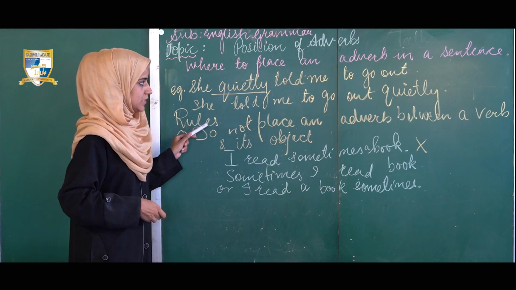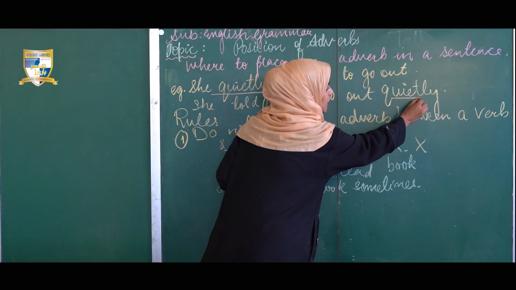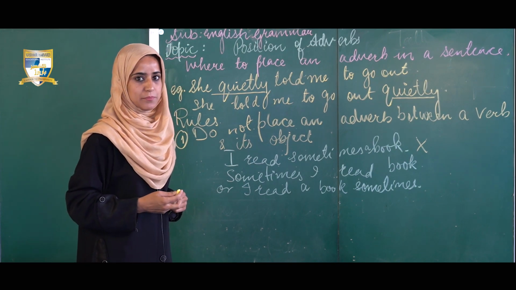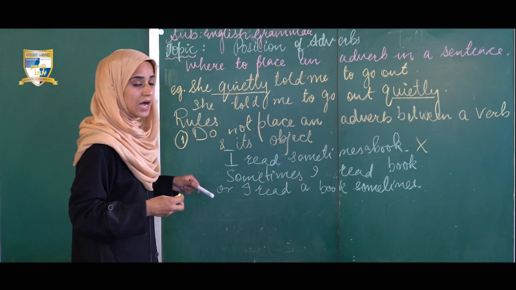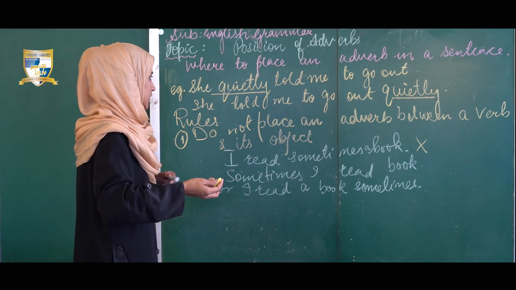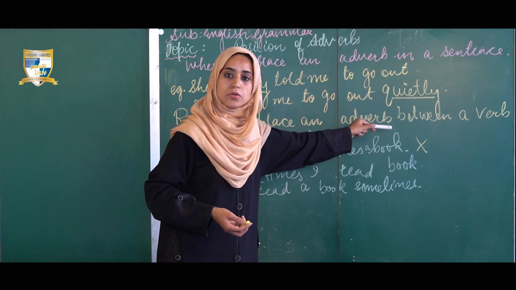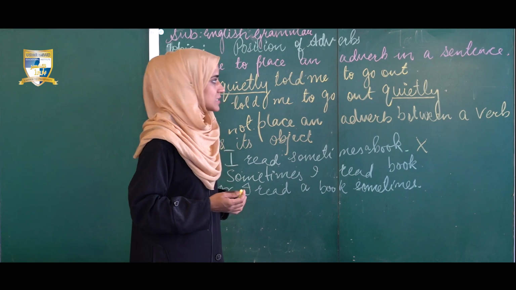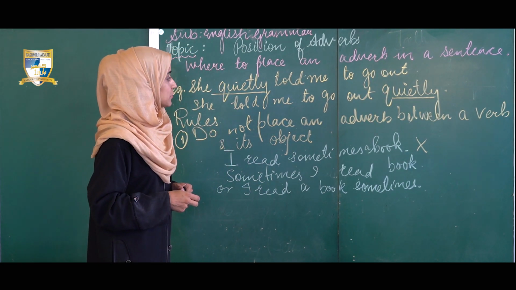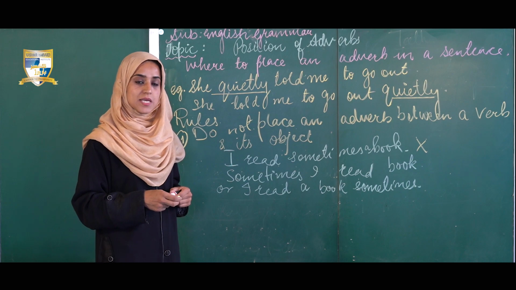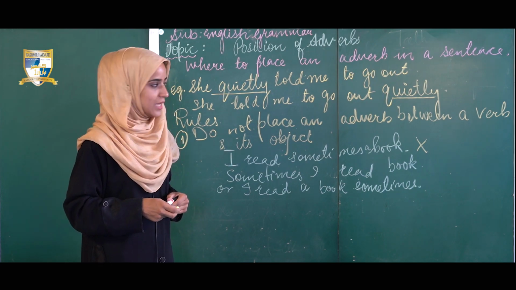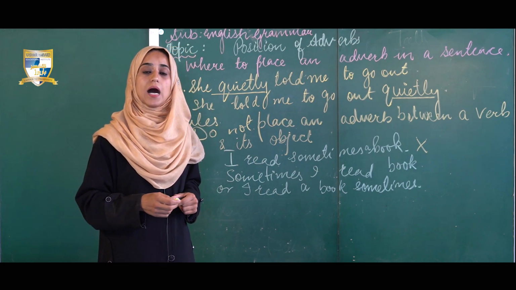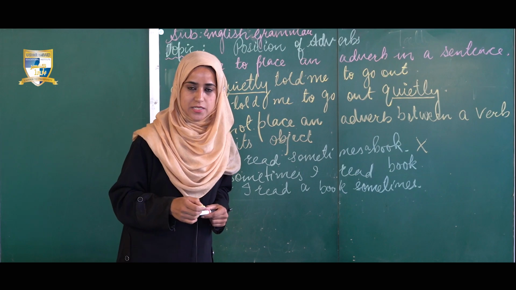And in the second sentence, the adverb quietly comes at the end position, and here it has another meaning. It means how I was told to move out. She told me to go out quietly, so I was supposed to go without making a noise. I was supposed to go quietly. So the position or placement of adverbs in a sentence is very important, and today we are going to understand how to place adverbs in a sentence.